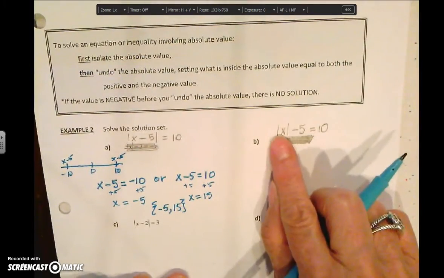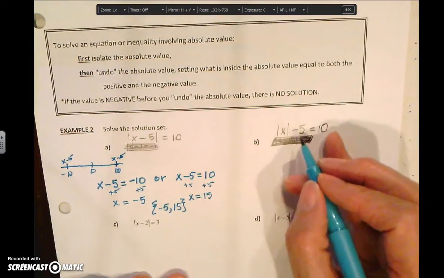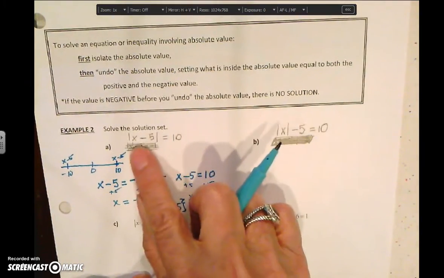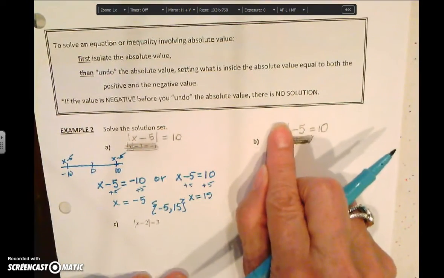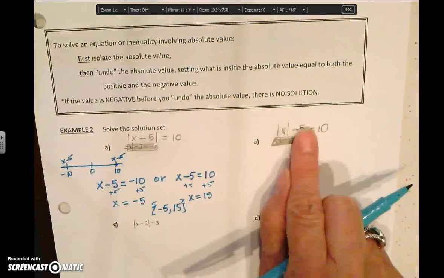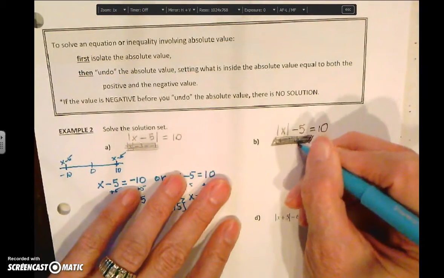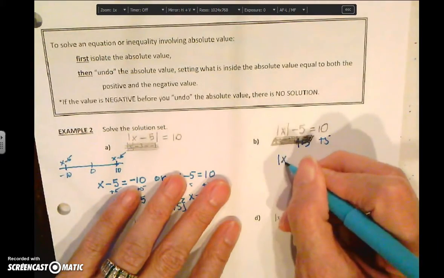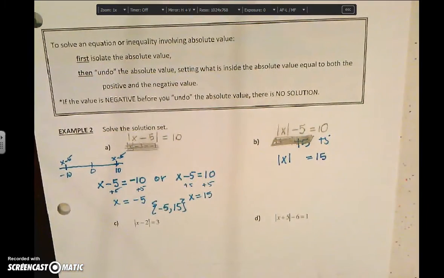B, I went ahead and put one here that I'm going to isolate. I have the absolute value of x, minus 5, is 10. Notice the difference between these two. Here, my x minus 5 is all inside the absolute value. Here, I have the absolute value, and then I have the minus 5 after it. So I'm going to isolate it. What I'm going to do first is add 5 to both sides, and I'm going to be left with the absolute value of x is equal to 15. So you must isolate first if there's a number over there.